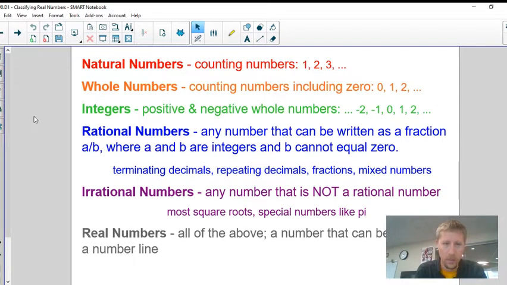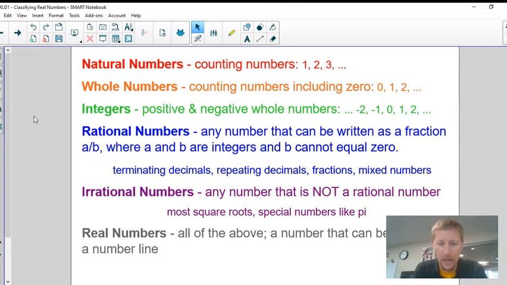Now, whole numbers is basically all of the natural numbers, but it also includes 0. Okay, so the number 3, yes, it's a natural number. It is also a whole number. Okay, the number 0 is not a natural number, but 0 is a whole number. Think of it as the first or the smallest whole number.